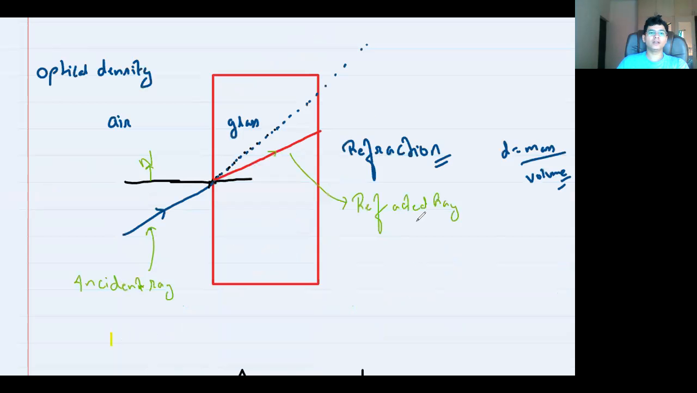Then we talked about refraction. Refraction is the bending of light when light passes from one medium to another. It is like running on a road and then entering a sandy place: your speed will slow. In the same way, we have optical density. When a light ray in an optically rarer medium enters an optically denser medium, for example air to glass, the speed will become slow and it will shift toward the normal.